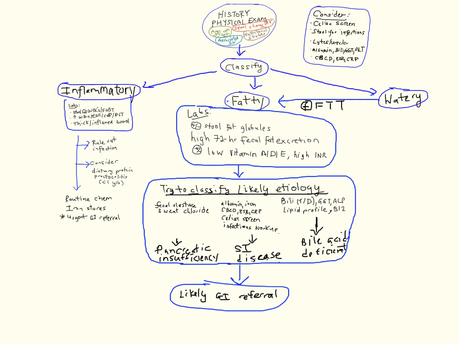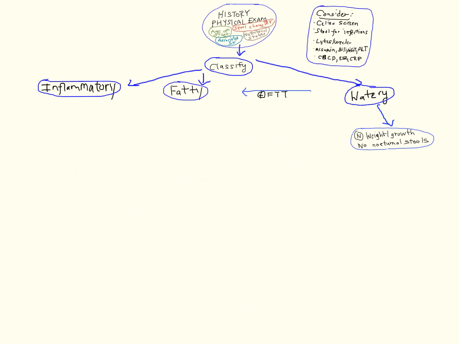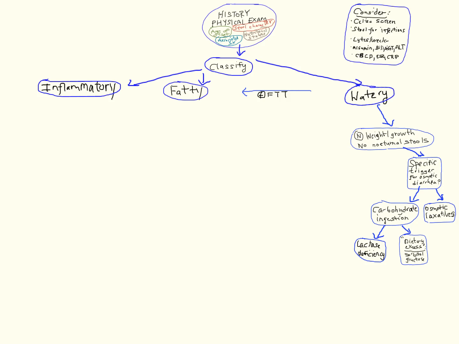The last phenotype is watery diarrhea, which has a wide differential diagnosis. But in pediatrics, it's more likely to be benign, and a few steps can often yield a diagnosis. So to start, consider red flags: nocturnal stools, profuse diarrhea, or failure to thrive. Then you should review history for sources of osmotic diarrhea, especially lactose, fructose, sorbitol, or osmotic laxatives.